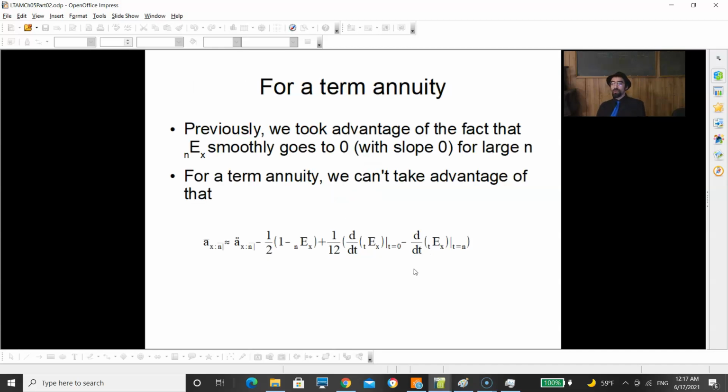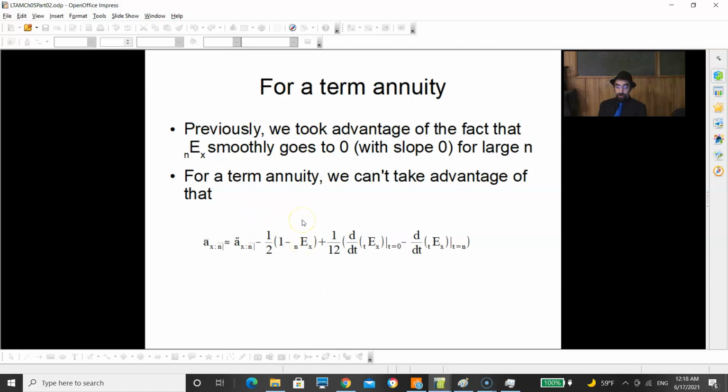So that's how it works for a whole life annuity. What about a term annuity? Well, if you remember, when you set up your Woolhouse staircase, you'd have to worry about what happens at the far end of the staircase. If your staircase goes infinite, you know that NEX goes to 0, and it goes to 0 with slope 0 as time goes deep on into the future. For a term annuity, we can't take advantage of that. So we need the full version.